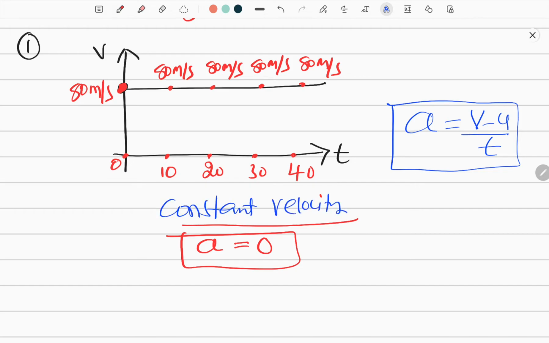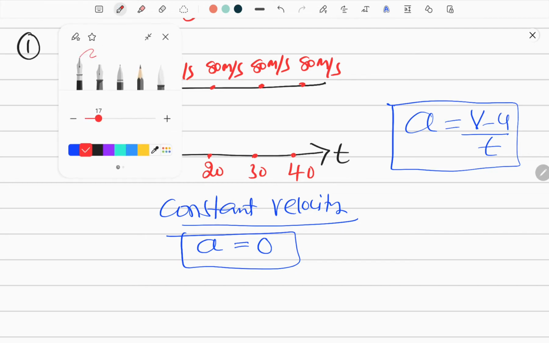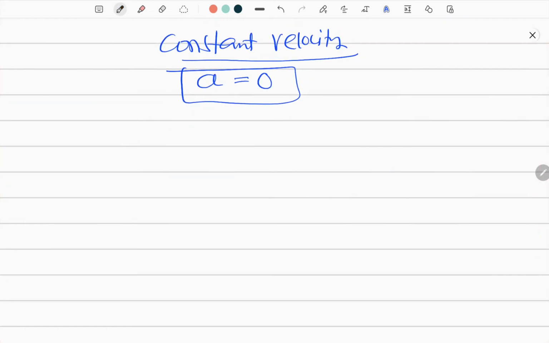So constant velocity means definitely the acceleration is 0. All right, so it is clear. So for constant velocity, if they're asking, draw this graph. Acceleration 0 also, if they're asking, draw this graph only. All right, then moving forward, let's go on to the second graph.